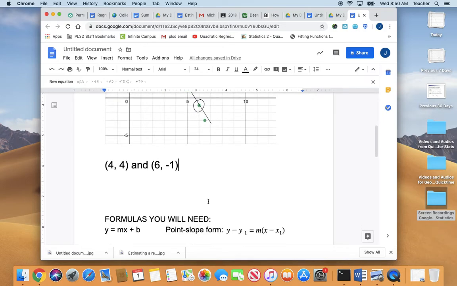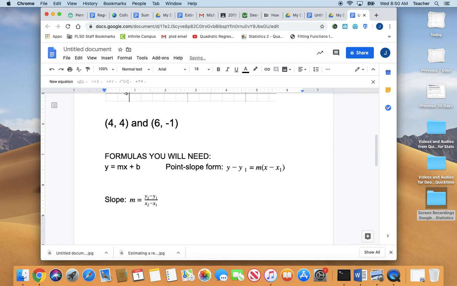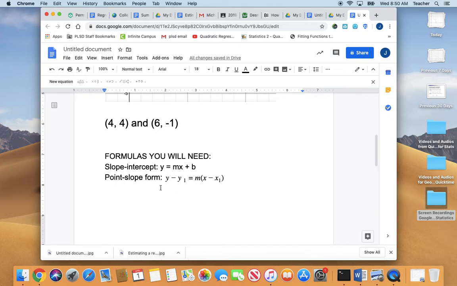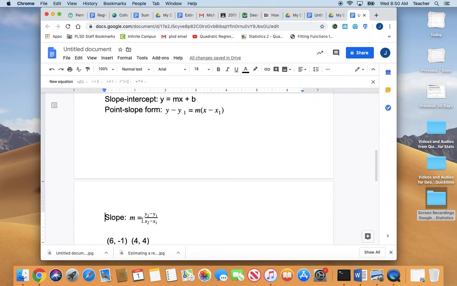Now, in order to estimate this line, there's some formulas that will be useful to you that you've used in the past. And I'm just going to remind you of them. So the first, this is the slope-intercept form of a line. Y equals mx plus b. Remembering m is the slope and b is the y-intercept. The point-slope form allows you to find the equation of the line if you have a slope and one point. And finally, the equation for the slope, remember it's rise over run. So y2 minus y1 over x2 minus x1.